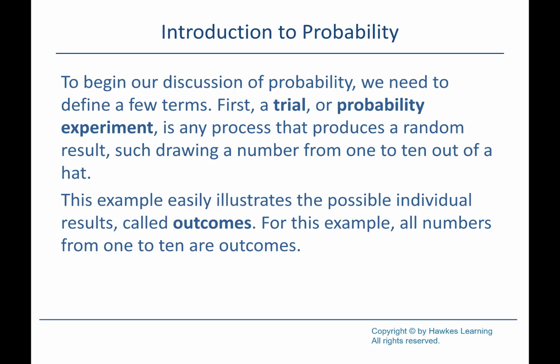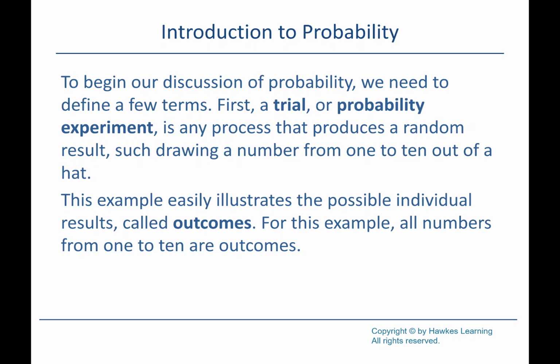Okay. And the example that we're given here is drawing a number from a hat when we've got 1 through 10 in the hat. And you don't know which number you're going to draw until you actually draw one. And we can figure out like how likely it is to get one number or another, but that would be a probability experiment or a trial. Okay. And then we talk about the individual results, and those are what we call outcomes. So there we would have 10 outcomes. We could draw the numbers 1, 2, 3, 4, 5, 6, 7, 8, 9, or 10. We would have 10 possible outcomes.